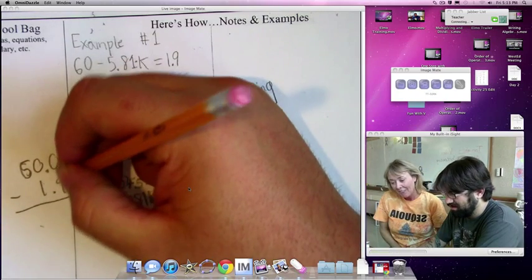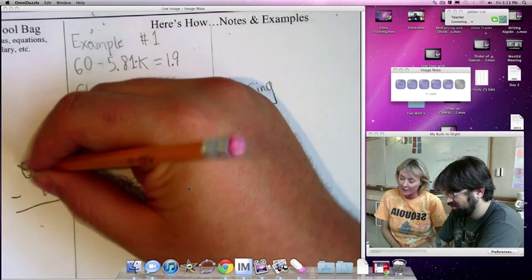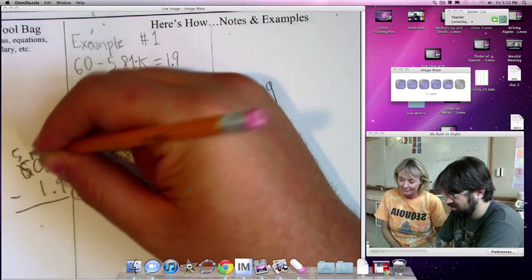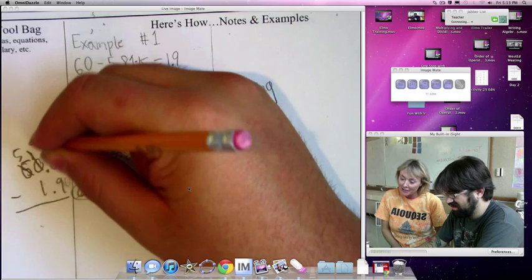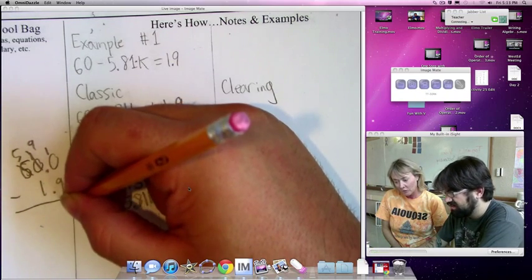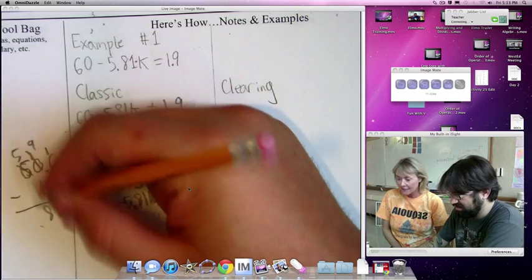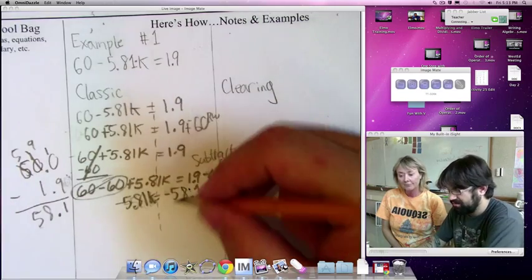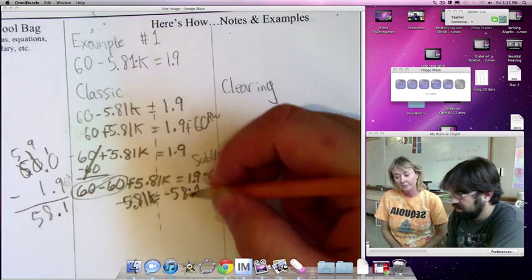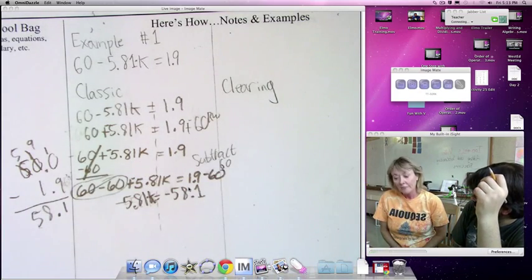I can't borrow. 9 minus 0 doesn't happen, so I got to borrow from here. But I don't have anything to borrow from there, 0. Got it. So I got to turn it into a 5, and then this into a 10, and then that turns into a 9, and that turns into a 10. Now I got 10 minus 9 is 1. Bring down the decimal. 9 minus 1 is 8, and the 5 comes down. So yep, negative 58.1. Now, the inverse operation of multiplying is division.